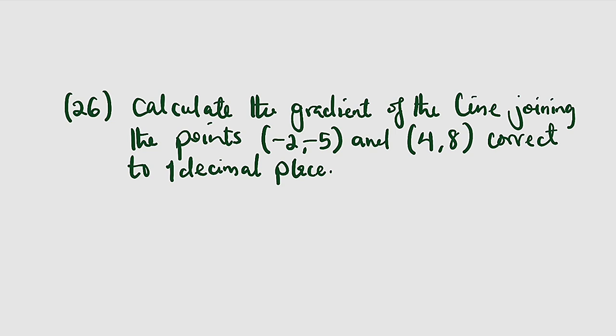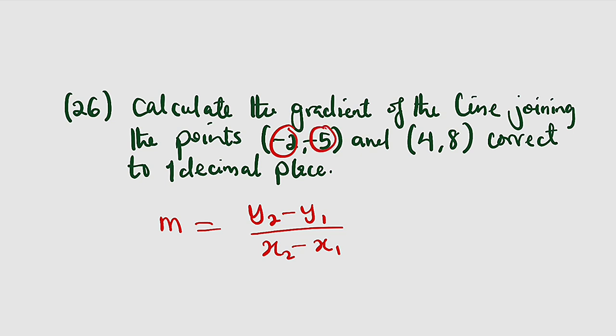Question number 26 reads, we're asked to calculate the gradient of the line joining the two points, (-2, -5) and (4, 8), correct to one decimal place. Remember that gradient, which is denoted with m, is equal to (y2 minus y1) divided by (x2 minus x1). And you can start from any point. If you start from this, you have to consider this as x1, y1, x2, y2, and if you start from the other side, you do the same thing.